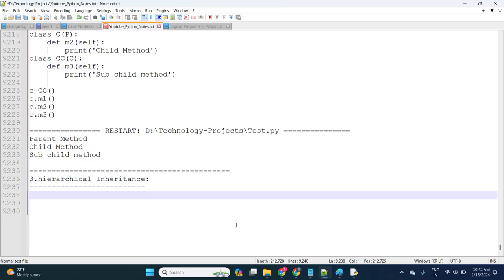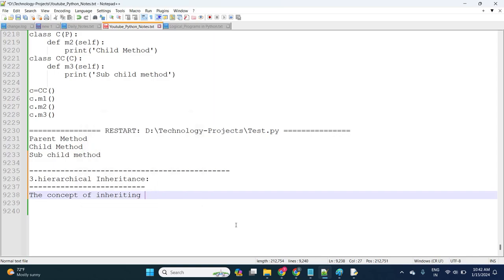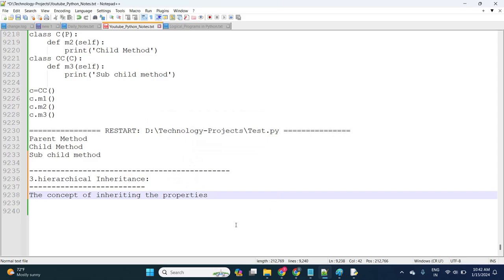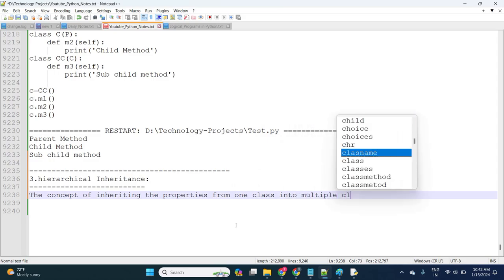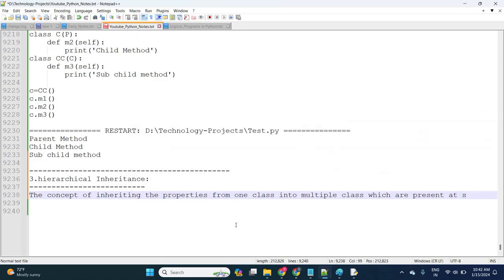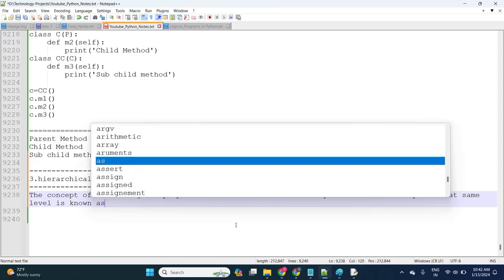Hierarchical inheritance is nothing but what? The concept of inheriting the properties from one class into multiple classes which are present at the same level is known as hierarchical inheritance.